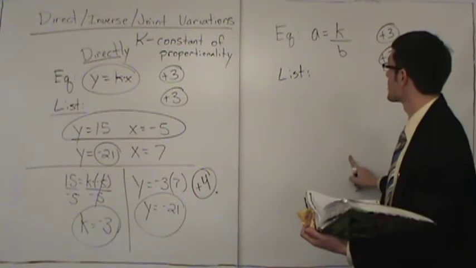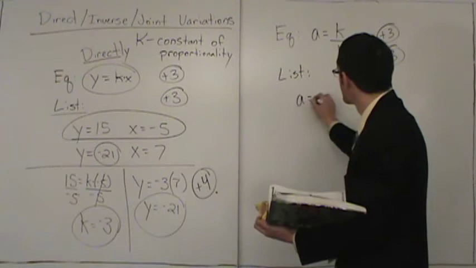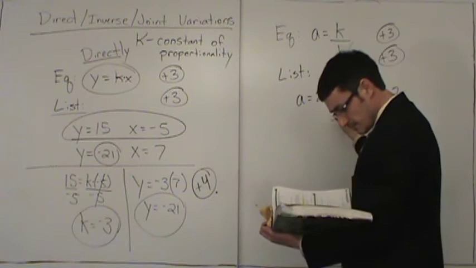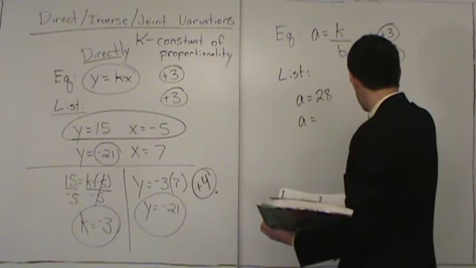Now your list is what? The list is, A is 28 when B equals negative 2. Find A when B equals negative 10.